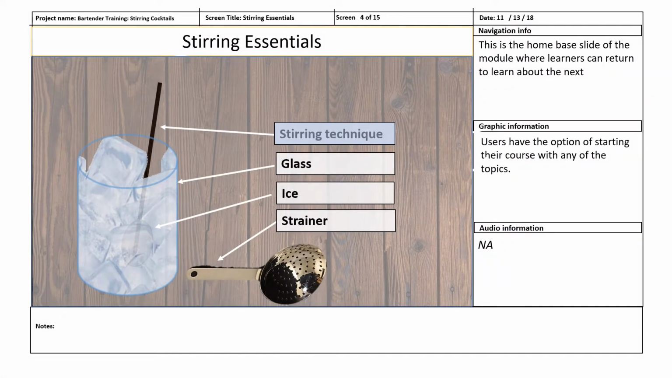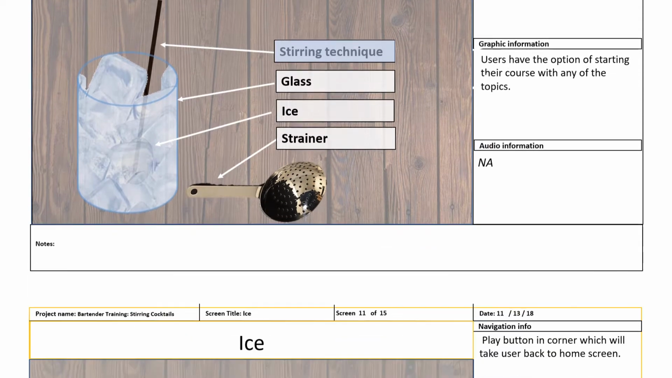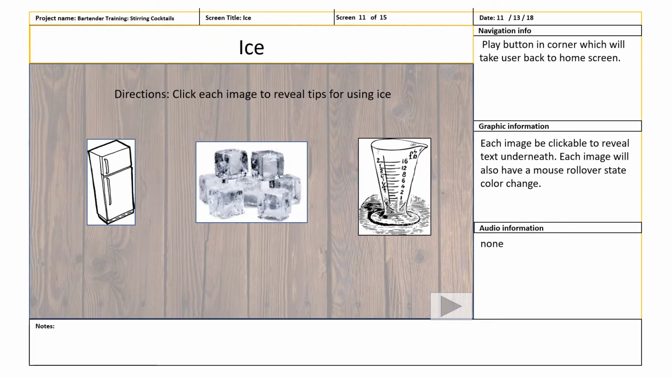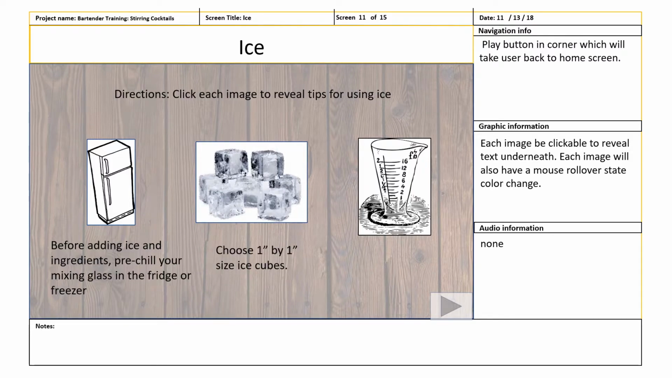We are back at the home slide, and you know what? I want to skip the glass part for now and go to ice. So let's click here. I like the interaction on this slide because each image is a clickable box with a rollover state color change, and when clicked will reveal the accompanying text underneath.